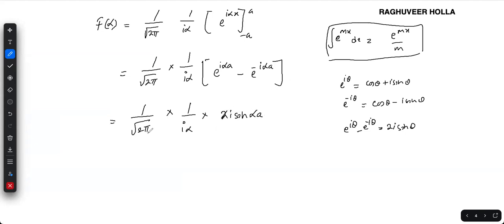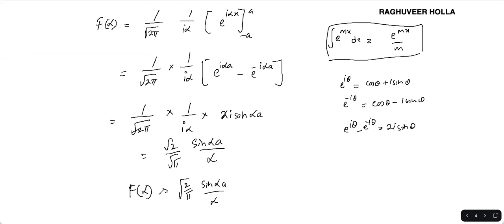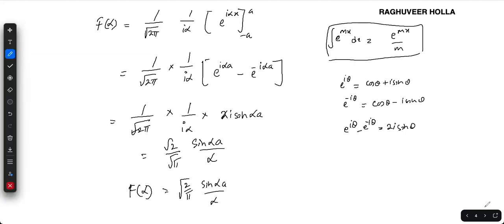So this one term gets cancelled. I can write this as root 2 by root pi, and I gets cancelled. So I get sin alpha a by alpha. Or I can write this as root 2 by pi, sin alpha a by alpha. This is your f of alpha. Now let us use the inverse Fourier transform.